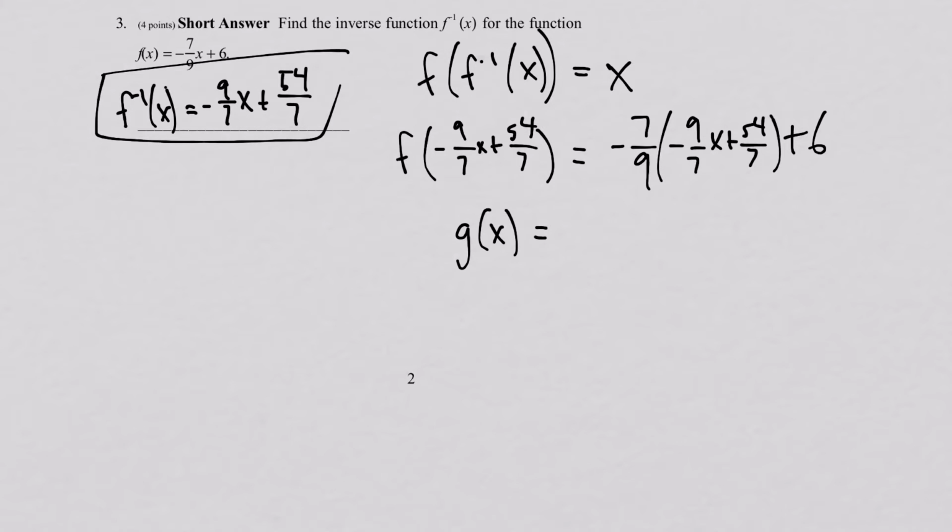Just go ahead and distribute. Negative 7 over 9 times negative 9 over 7 is 1. So 1x, or just x. Negative 7 over 9 times positive 54 over 7. Negative times positive is going to be negative. The 7s are going to cancel out. So it's 54 over 9. 54 divided by 9 is 6. And then there's a 6 outside at the end. The positive 6 and the negative 6 will cancel, which leaves me with g of x is equal to x, which means that my answer is correct.